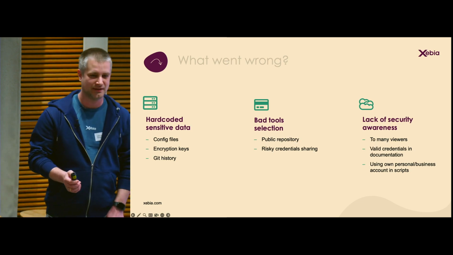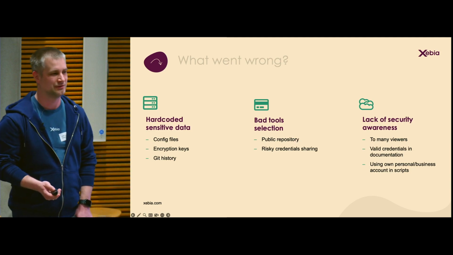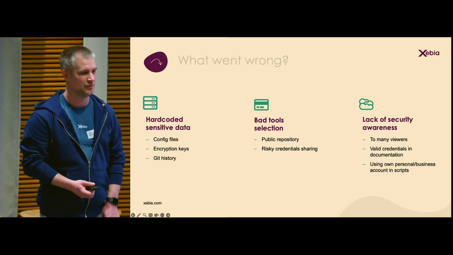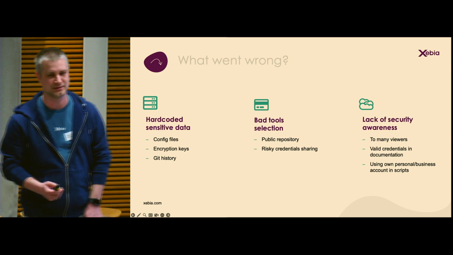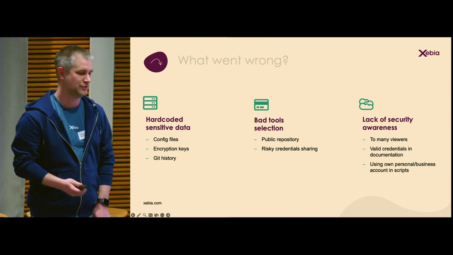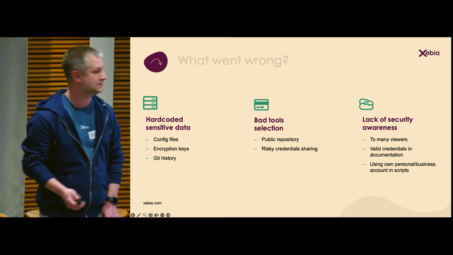Also, bad tool selection. They decided to use a public repository on GitHub for that project. Okay, variables were encrypted, so someone knew something, but still they decided to use a public repository because, hey, we don't know what else development teams are using. We are support, we don't use your tools.